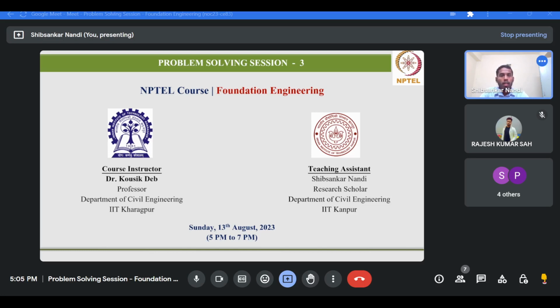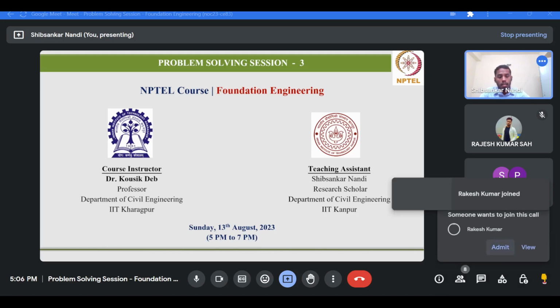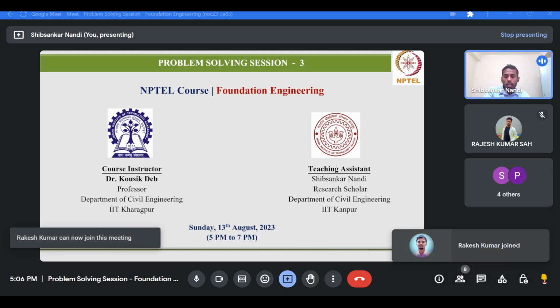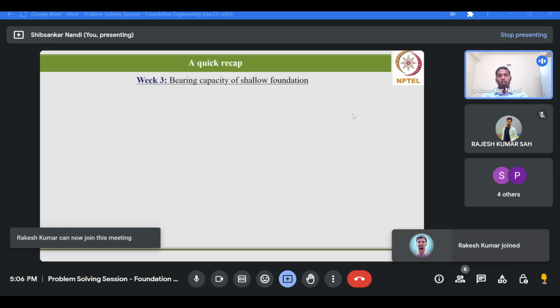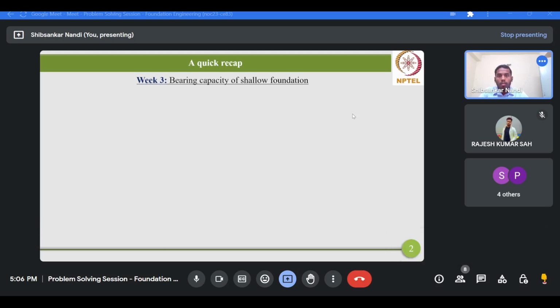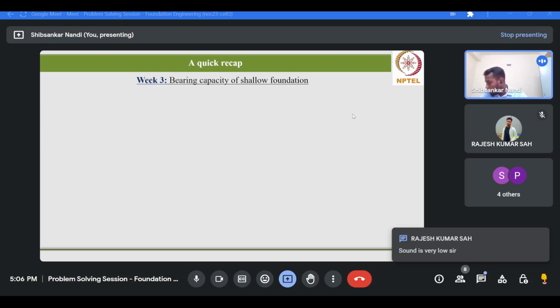Otherwise, we will proceed with a new topic, that is the bearing capacity of shallow foundations. Please quickly let me know if you have any problem regarding those two problems. Otherwise, we will proceed further with this new topic, bearing capacity of shallow foundations.